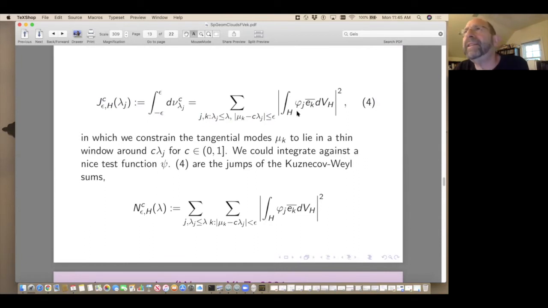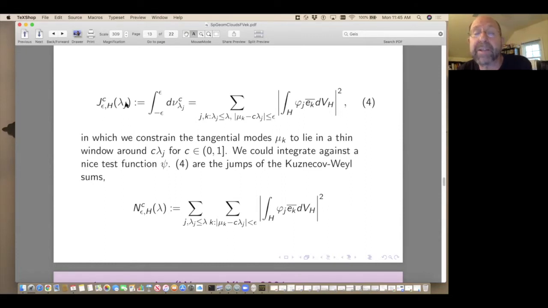Not only is it very difficult to study one Fourier coefficient of one eigenfunction, it's actually difficult to study a window of Fourier coefficients for one eigenfunction. Generally, we start by averaging over the ambient eigenvalue lambda j, and that's what gives us Kuznecov-Weil sums. These are the kinds of things that in spectral asymptotics we're able to study. And then once we understand how that behaves, we start studying the jumps of this Kuznecov-Weil sum at the eigenvalues.